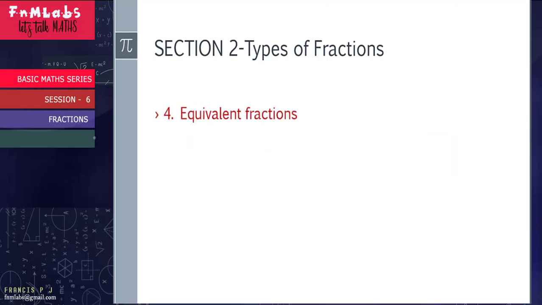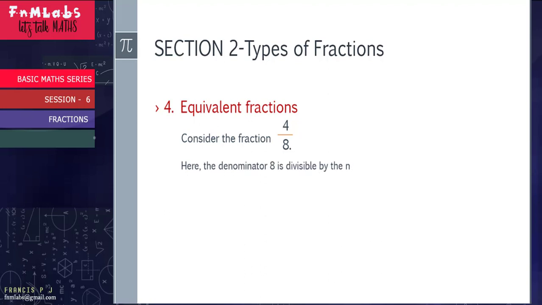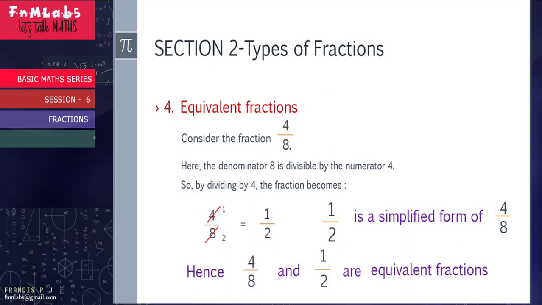And finally, we talk about equivalent fractions. Those fractions which can be simplified to the same fraction are called equivalent fractions. Consider the fraction 4 by 8. Here, the denominator 8 is divisible by the numerator 4. So by dividing by 4, the fraction becomes 1 by 2. So 1 by 2 is the simplified form of 4 by 8. Hence 4 by 8 and 1 by 2 are equivalent fractions.